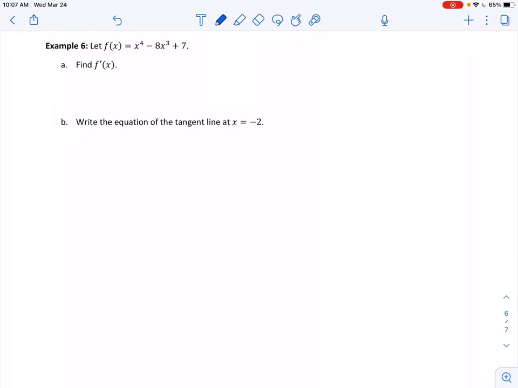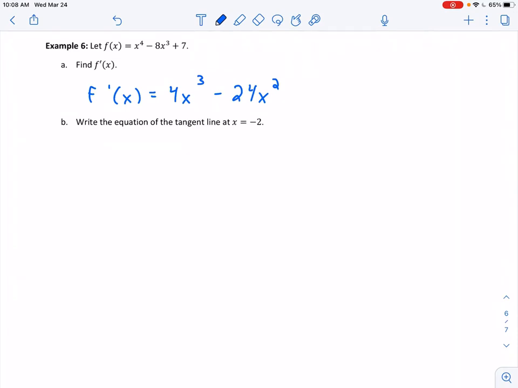We'll start by finding the derivative f prime of x. Here, I can look at this, there's no roots, there's no powers of x in the denominator. I don't need to rewrite any of these terms, so I can just go ahead and use my power rule. F prime of x in this case will be 4x cubed minus 24x squared. The derivative of 7 then would be 0. So there's my derivative. Nothing more I need to do.